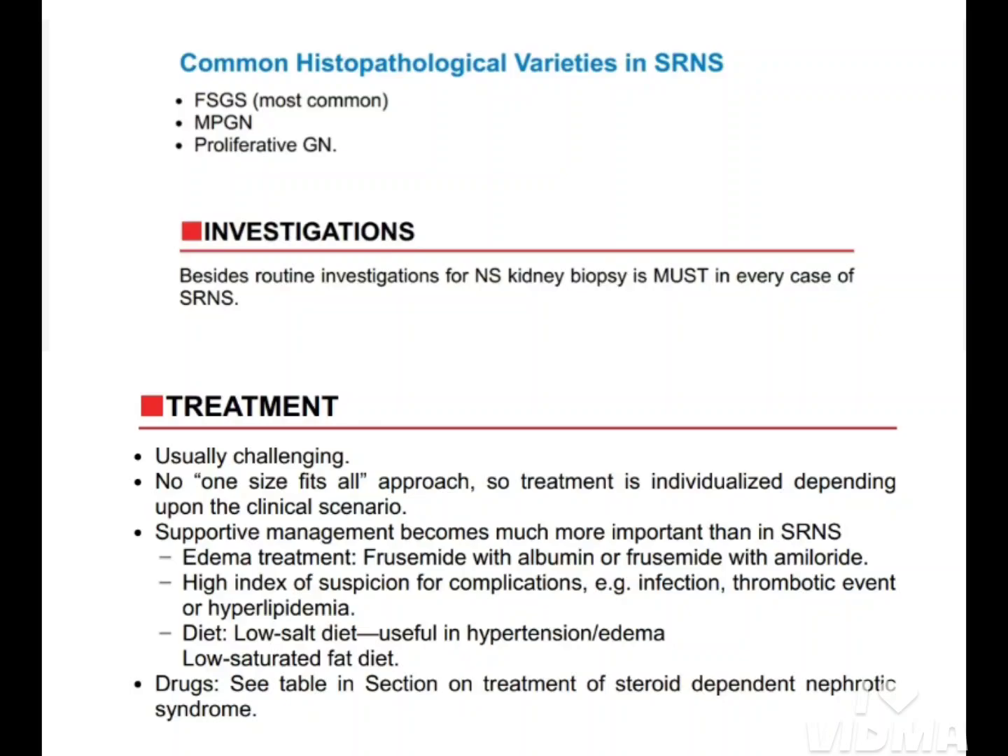Now the treatment is usually challenging. There is no one size fits all approach, so treatment is individualized depending upon the clinical scenario. Supportive management becomes much more important in SRNS. Edema treatment: furosemide with albumin or furosemide with amiloride. Keep a high index of suspicion for complications, for example infections, thrombotic events and hyperlipidemia. Diet: a low salt diet is useful in hypertension and edema. Low saturated fat diet. Drugs as discussed earlier in the chart.